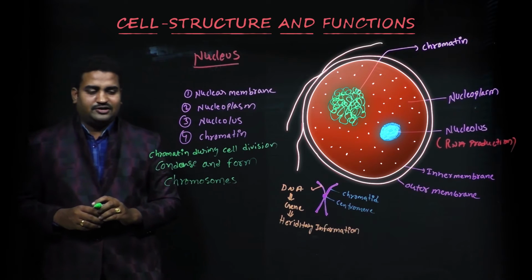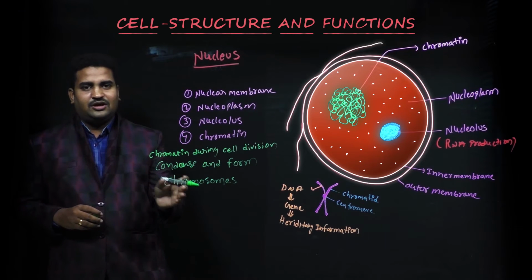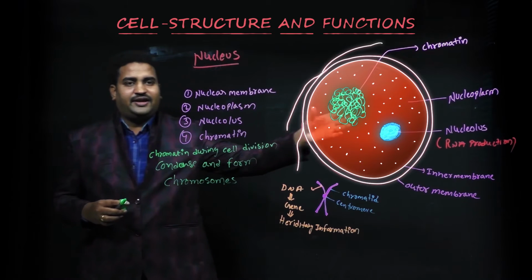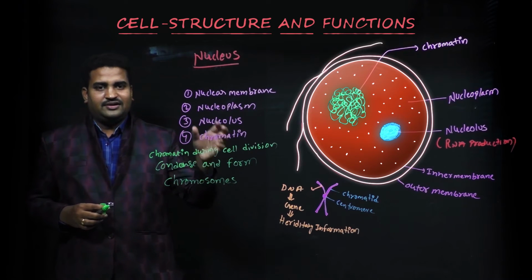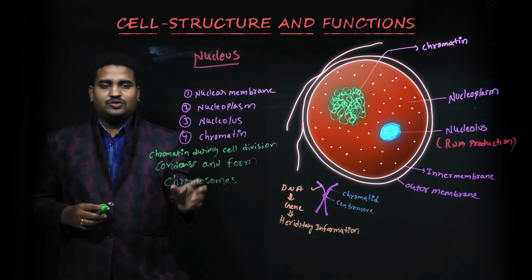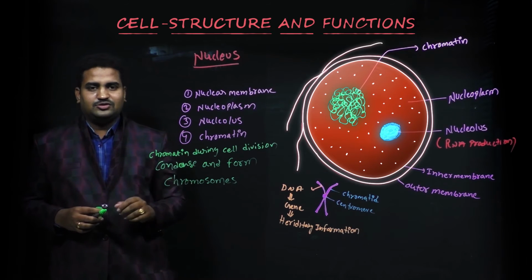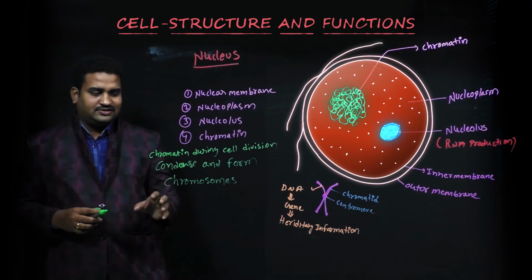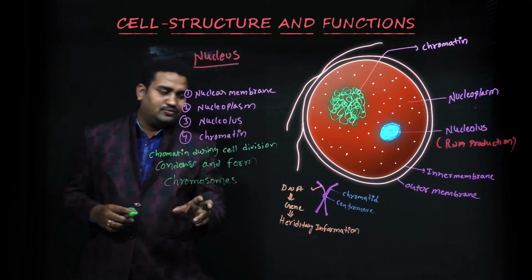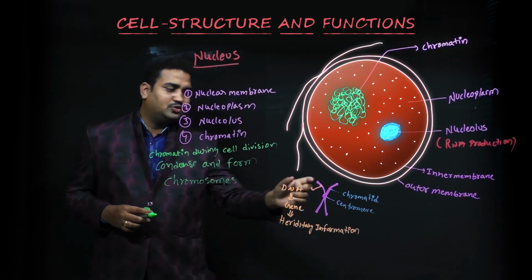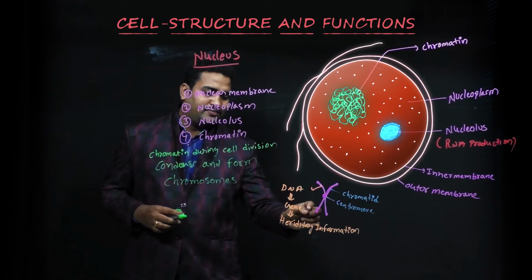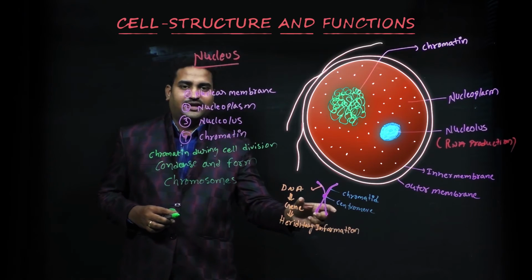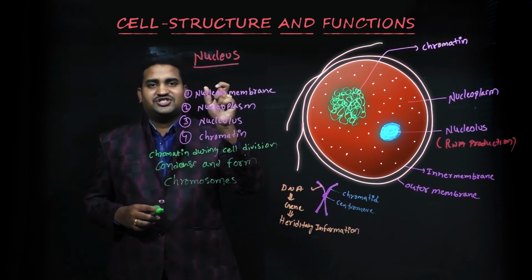What are chromosomes? How are they formed? Chromatin during cell division condenses and forms chromosomes. These chromosomes are thread-like structures. When you look at the structure of the chromosome, it consists of two chromatids. This is one chromatid and this is another chromatid, and it has a constriction.